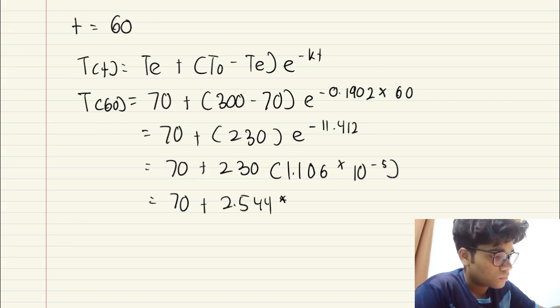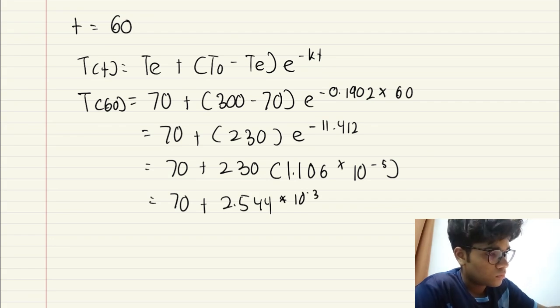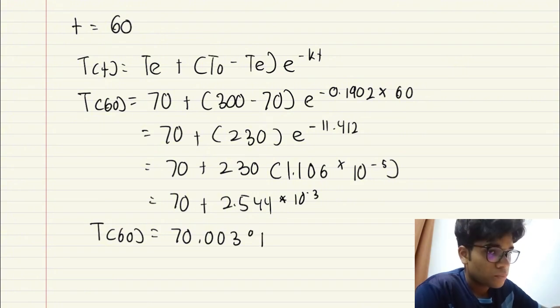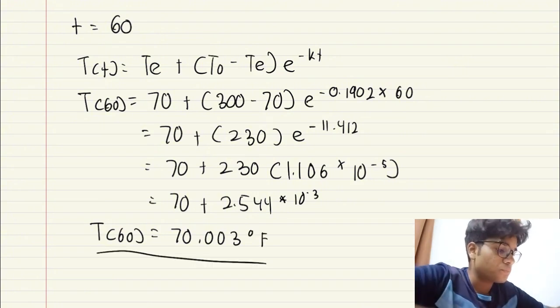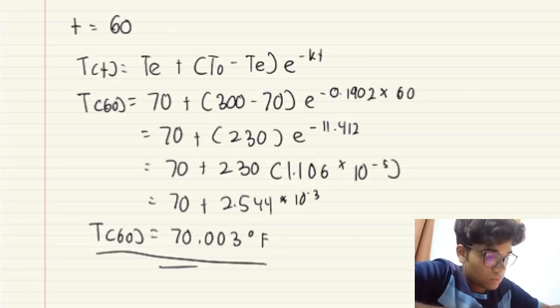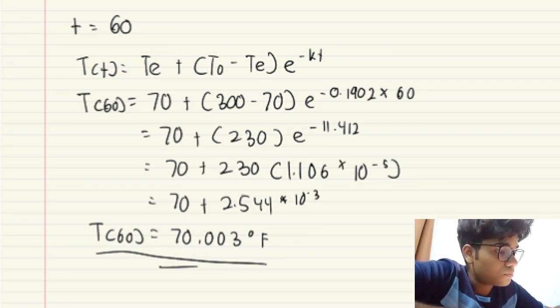Then we'll be getting 70 plus 230 bracket 1.106 multiplied with 10 to the power of negative 5. Finally, 70 plus 2.544 multiplied with 10 to the power of negative 3, and we will finally be getting T for an hour, which is 70.003 Fahrenheit. So this will be our answer for the final temperature of the cake after 1 hour.